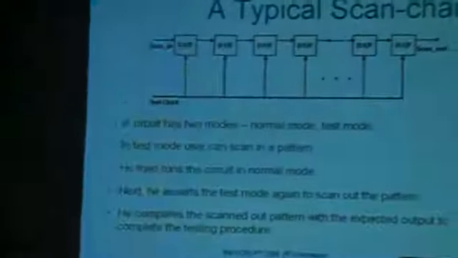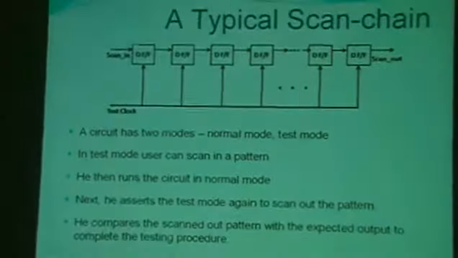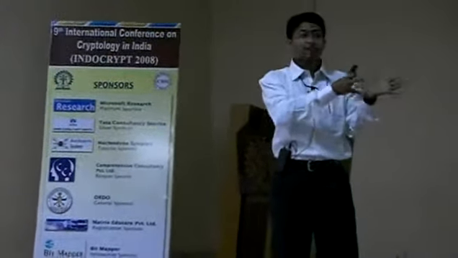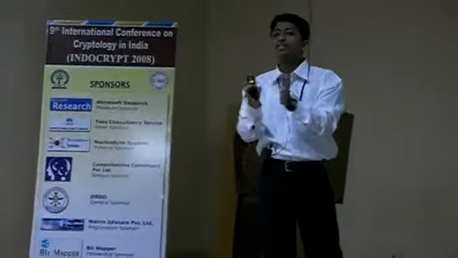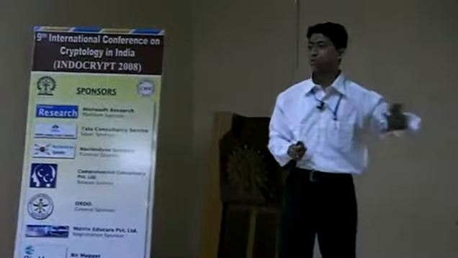We have a series of flip-flops connected in succession, and we have a scan-in line, a scan-out line, and a test clock, which is asserted to operate the chip in test mode. So the chip has two modes, normal mode and test mode. The user can alternate between the two. He operates the chip in normal mode, then asserts the test mode, takes out the data, and compares it with some prescribed format to test whether the design is functioning right or not. So this is the testable part. This is how scan chain based testing works.